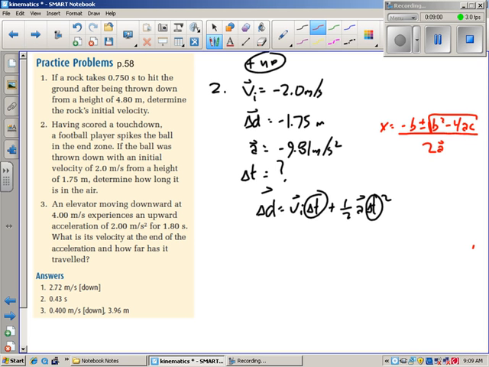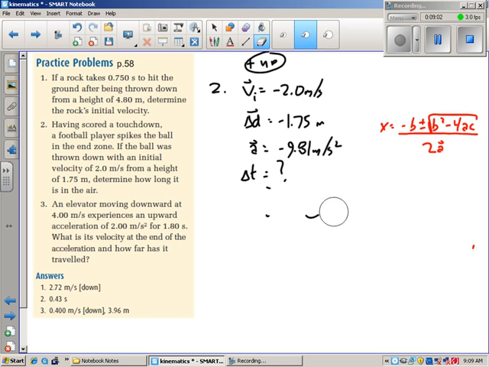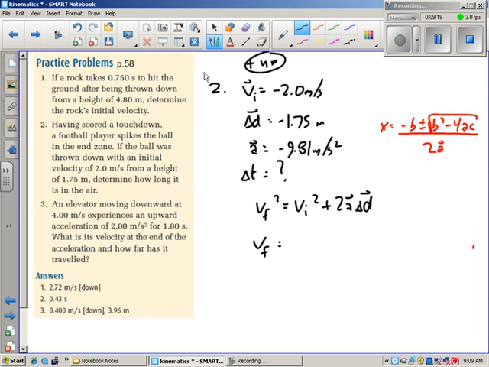So let's try something else here. Let's try v_f squared is equal to v_i squared plus 2ad. Just picking an equation. I've got v_i, I've got a, and I've got d. That allows me to solve for v_f. It's not what I'm looking for, but it's something. When I can't get what I'm looking for right away, then get something.